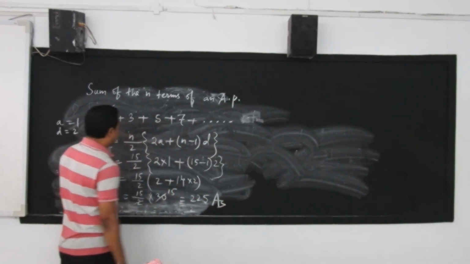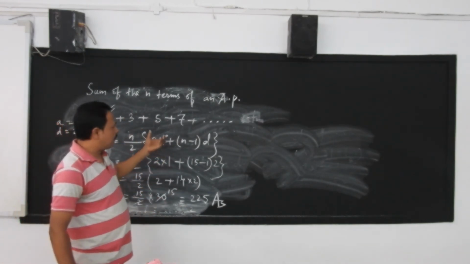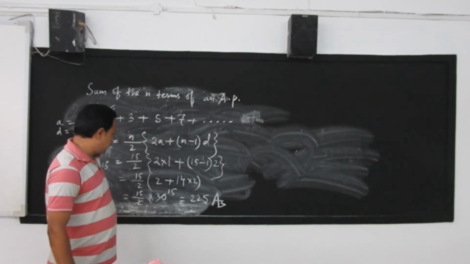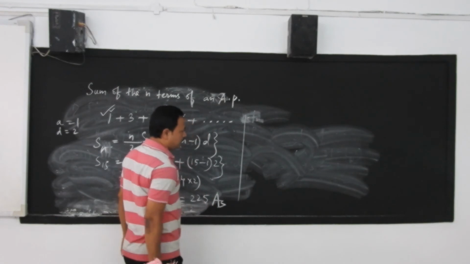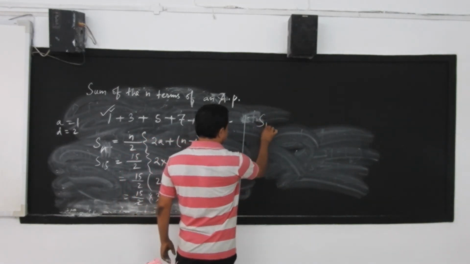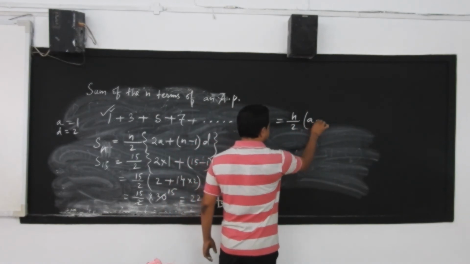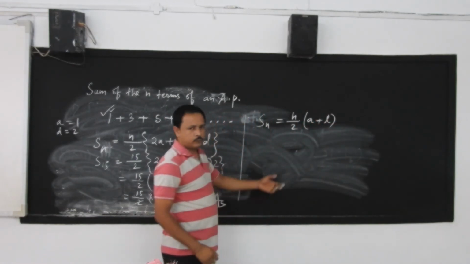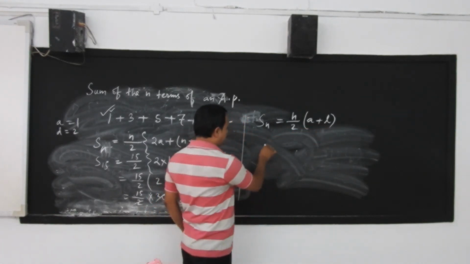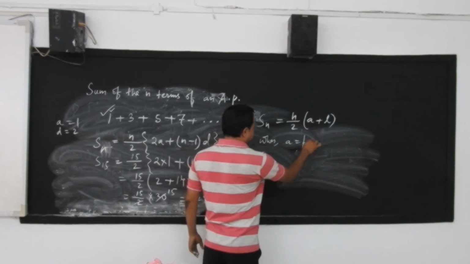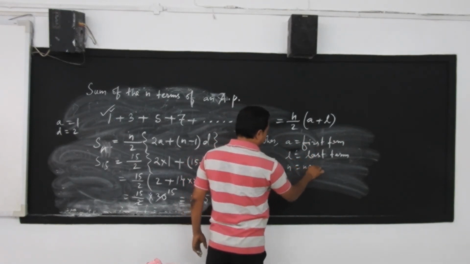So like this you can find out the sum of n terms of an AP using this formula. Another formula to find the sum of n terms is Sn equal to n by 2 into a plus l, if you know the last term. Here a is equal to the first term, l equal to the last term, and n equal to the number of terms.